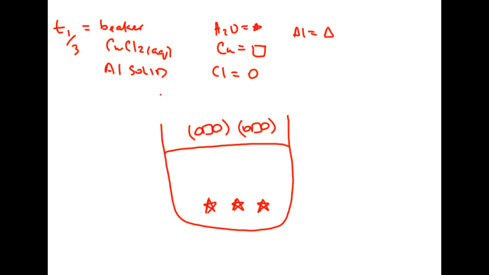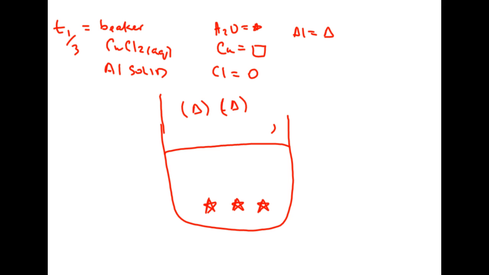So for T1/3, what we should have is a beaker, CuCl2 as aqueous, and aluminum as solid. We already have water in a beaker, and now let's just draw the CuCl2 as being aqueous. If you remember, when it's aqueous, it ends up dissolving, or in scientific terms, turning into its composite ions. So CuCl2 would end up becoming Cu and 2 Cls.